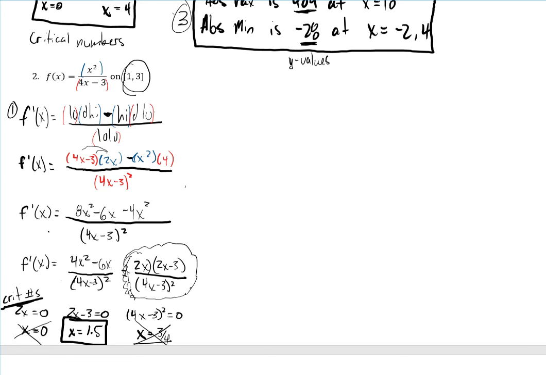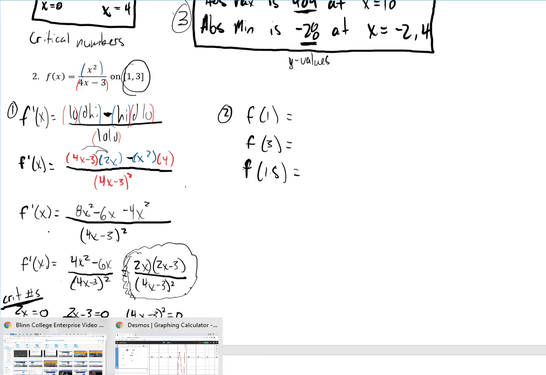Okay, and now at this point, step 2 is to evaluate these. So we want to do our numbers, so f of 1, let's just set them all up, f of 3, and then f of 1.5. I just want to plug all those in. With this problem, I'm going to go ahead and go to the calculator first instead of doing the arithmetic.